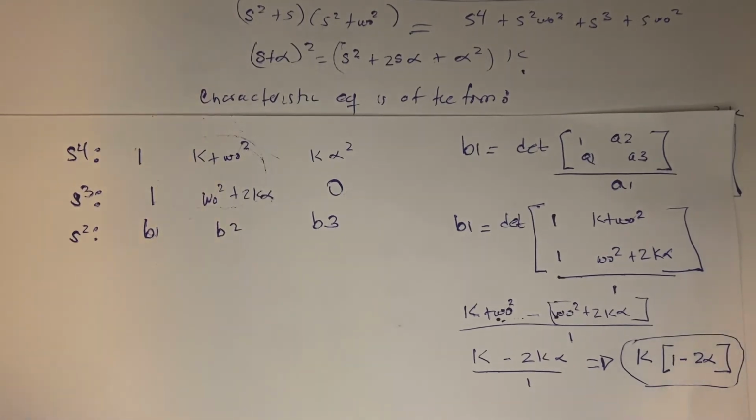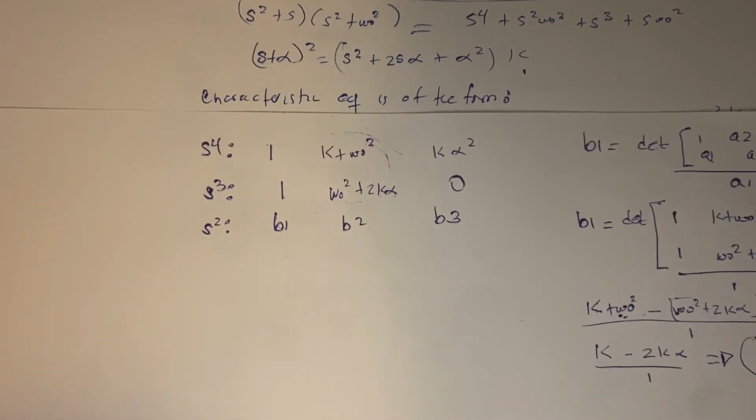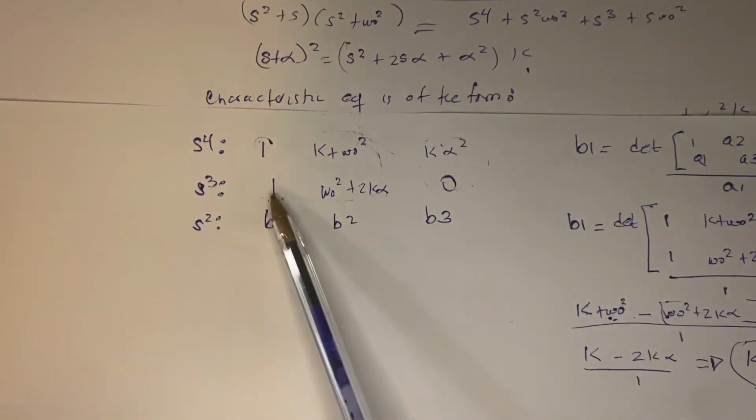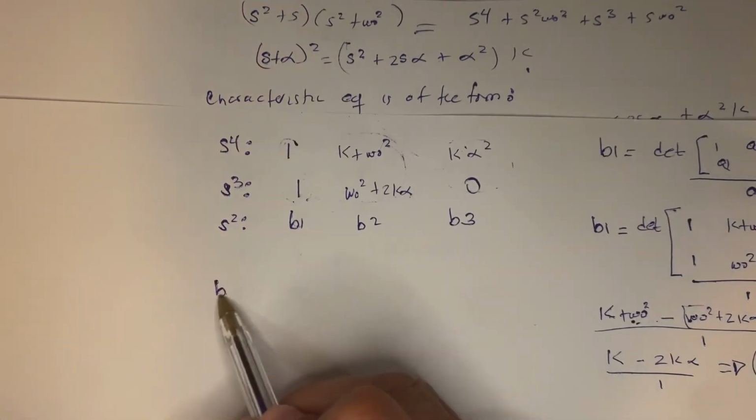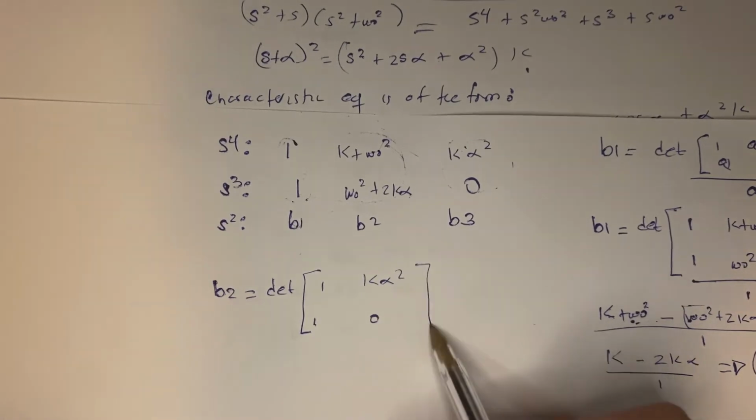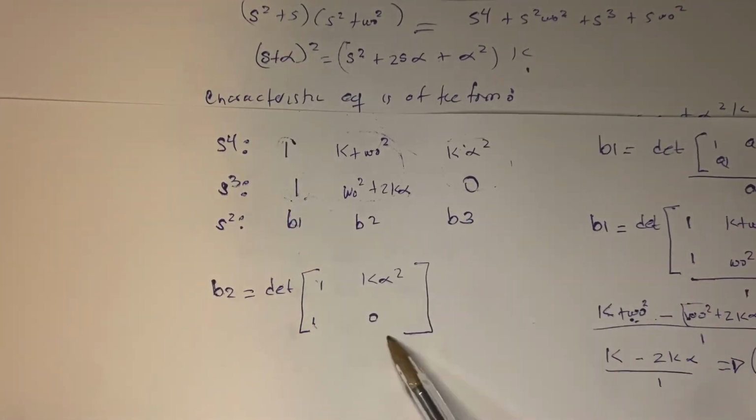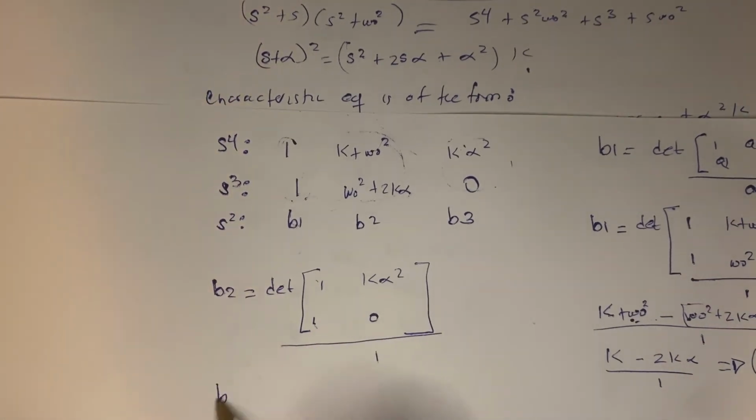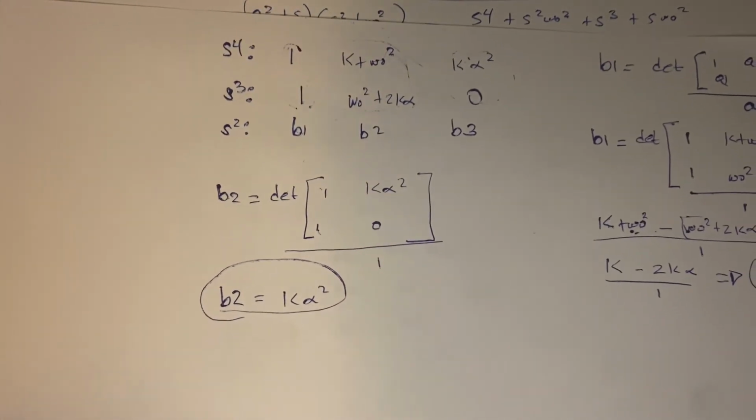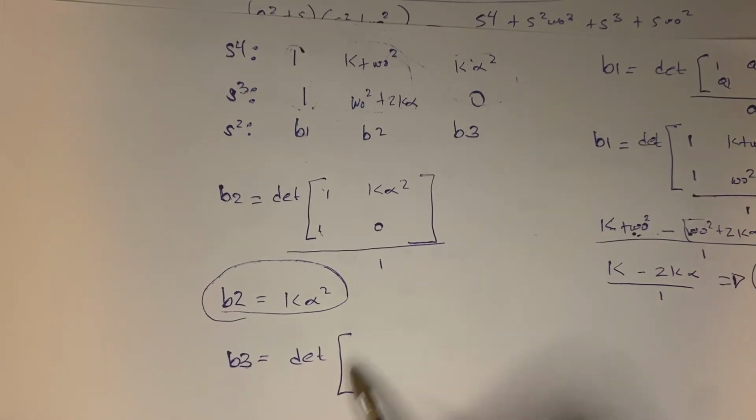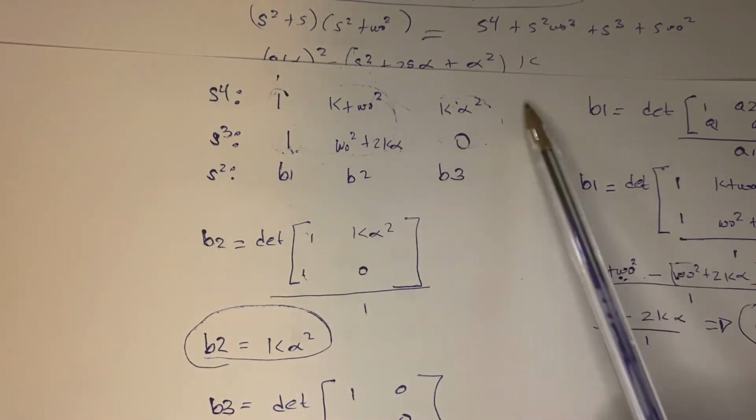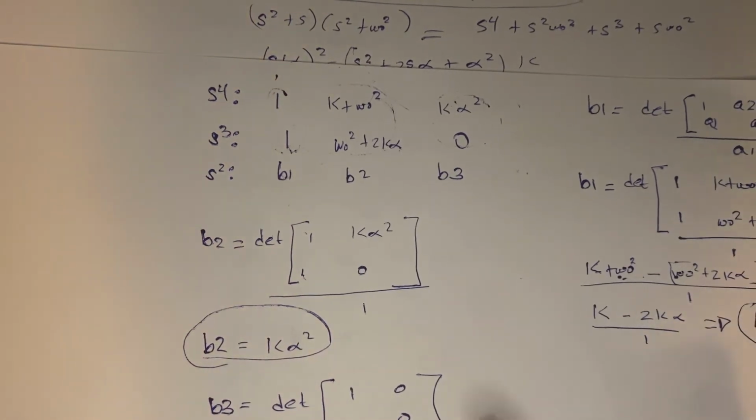Now we have to find B2. Similarly, we're going to use the same process, but now we're going to use the determinant of these and these over A1. So B2 is equal to the determinant of 1, 1, K alpha squared, 0, over 1. So B2 is equal to K alpha squared. Finding B3 similarly, B3 is equal to the determinant of 1, 1, 0, 0, because these values here are 0, so we have 0, 0 over 1, and B3 equals 0.